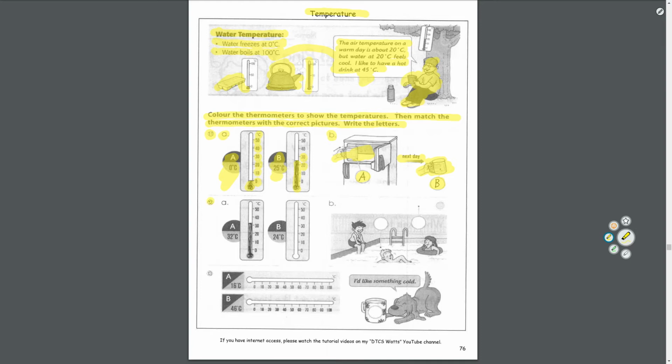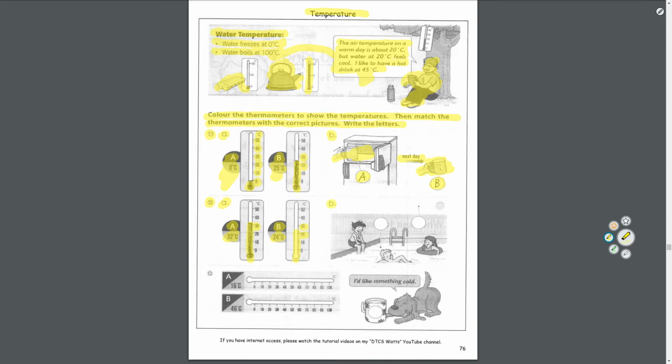Okay, same thing for 12. Part A, so thermometer A, 32 degrees Celsius. That's a little bit more than 30. So we fill it up to that point. And B, 24 degrees Celsius. So that's between 30 and 20, a little bit less than half. So those are close, 32 and 24. So we got to be sure what we're looking at.